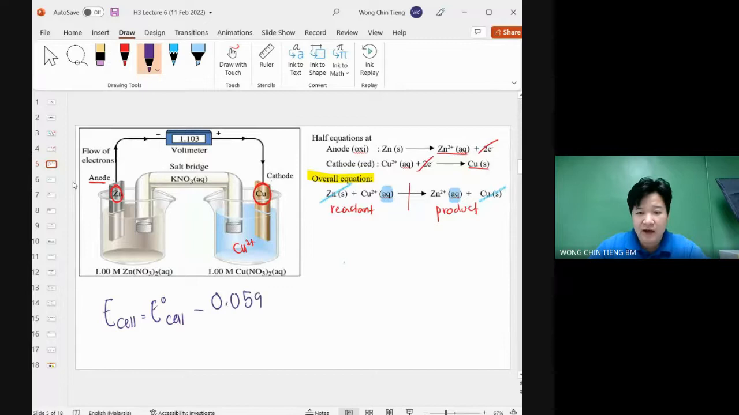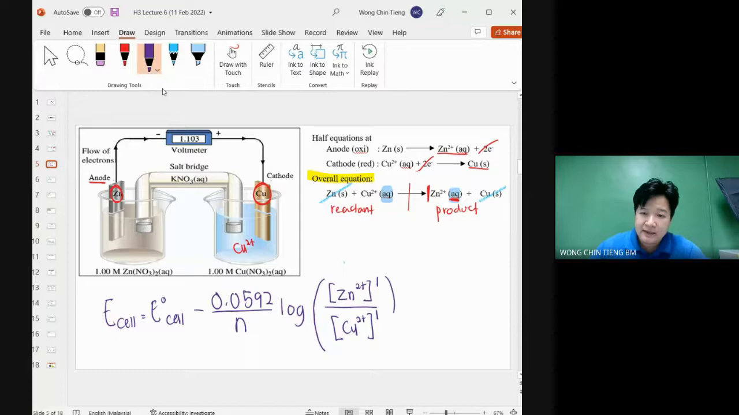0.0592 over N log Q. The Q now is the product: the concentration of Zn2+ to the power of 1. Why to the power of 1? Because the stoichiometry is 1, and why concentration? Because it is aqueous. Over the concentration of Cu2+, also to the power of 1, because the stoichiometry is 1 and it is aqueous. So that is what I mean by the log Q.